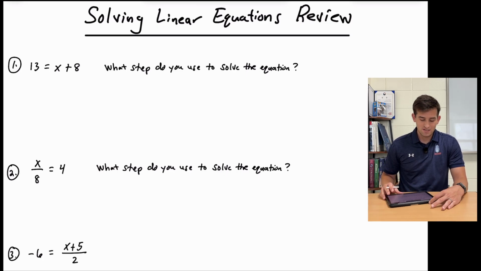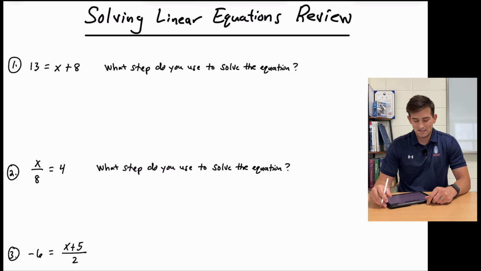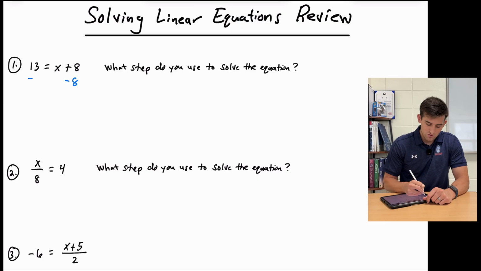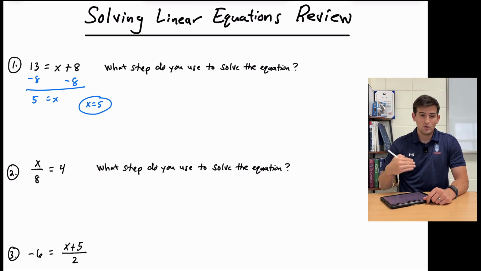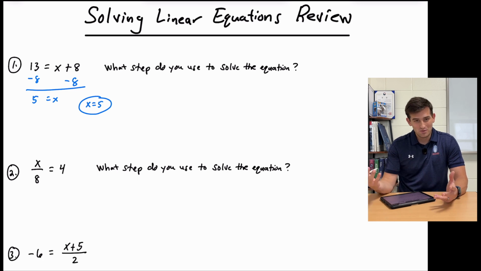Number one says 13 equals x plus 8, and then it says what step do we use to solve the equation? So we are going to subtract 8 from both sides, right? So that would be 13 minus 8, which is 5, and we're going to get x is equal to 5. So now what step did we use to solve the equation? We subtracted 8 from both sides, right?